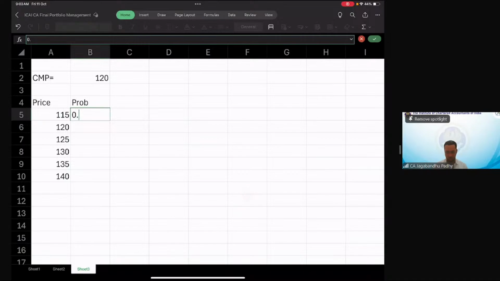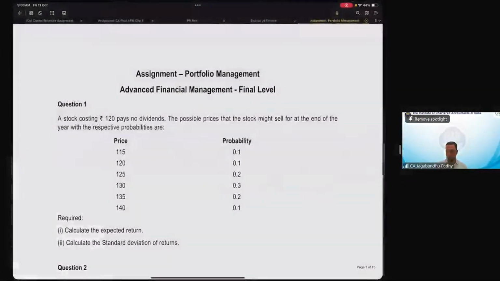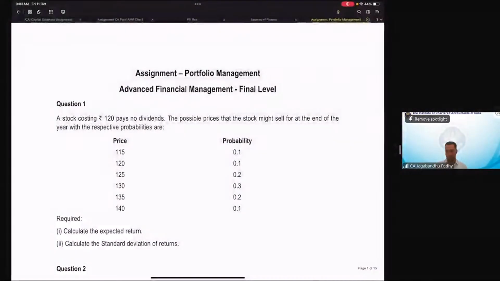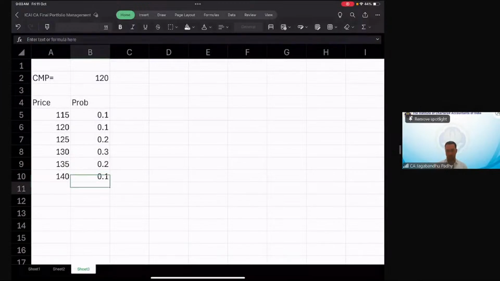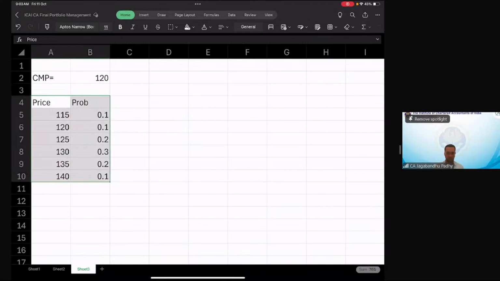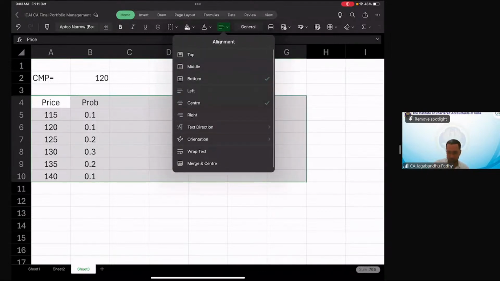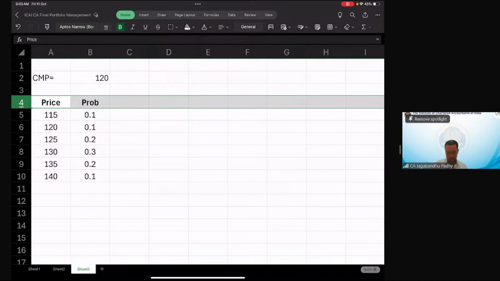So this has got a probability of 0.1. Then we have got a probability of 0.1. Then it is 0.2. Then it is 0.3. Then it is 0.2. And finally, it is 0.1. So we know that the possible values or possible prices of the share are these ones, and with the respective probabilities.